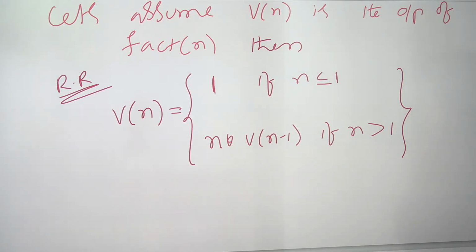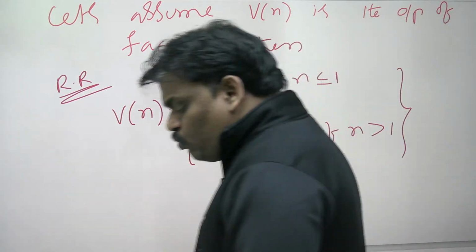Let's assume V of n is the output of fact of n. Then V of n is equal to 1 if n is less than or equal to 1. Otherwise, n into V of n minus 1 if n is greater than 1. Is there anyone who is having doubt here?